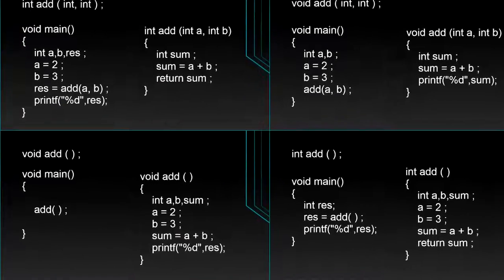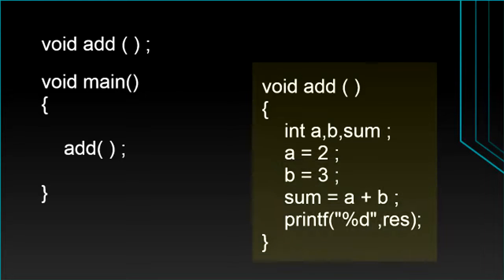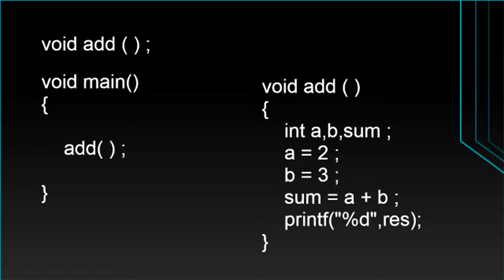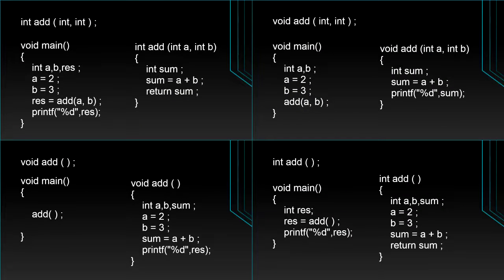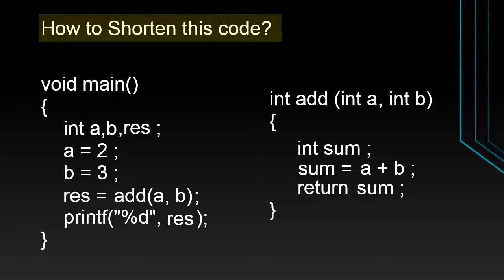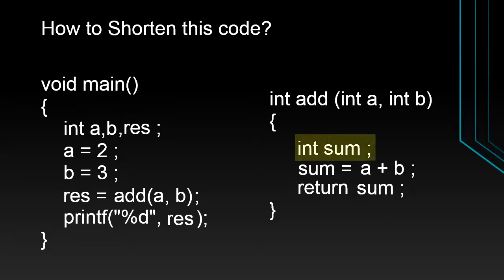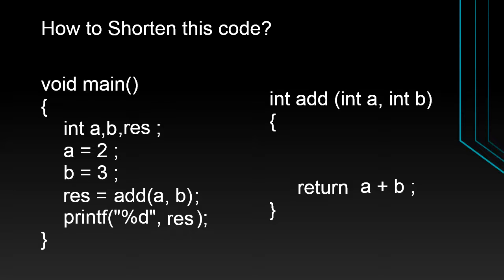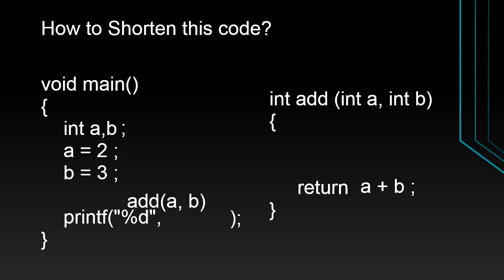Now, moving on, in this program, all the work is done by the add function. We are only calling the add function in the main function with no return and no arguments. So these are the 4 programs for each of the ways. Now let's see how to shorten this code. Instead of declaring another variable and returning that variable, you can simply return a plus b. And since the add function is returning an integer value, you can call the add function in the printf statement.